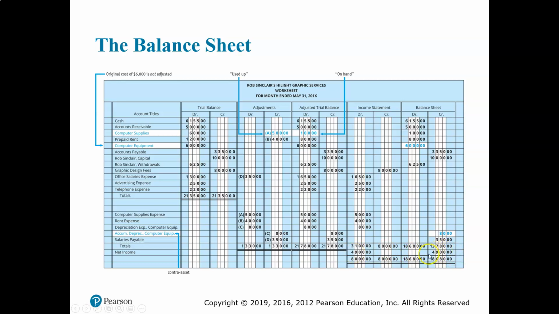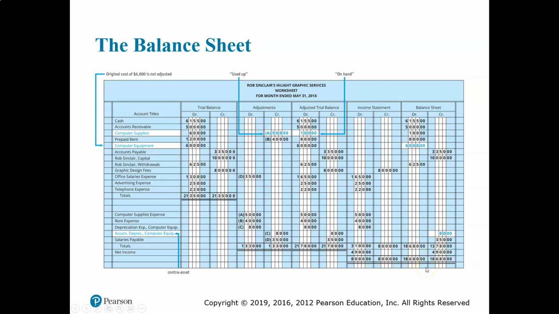Because remember, in your capital and in your retained earnings statement, you bring the net income over to your balance sheet. So now your balance sheet will balance as well. That is one of the most unique things you can say about this worksheet, that you have these net income numbers.